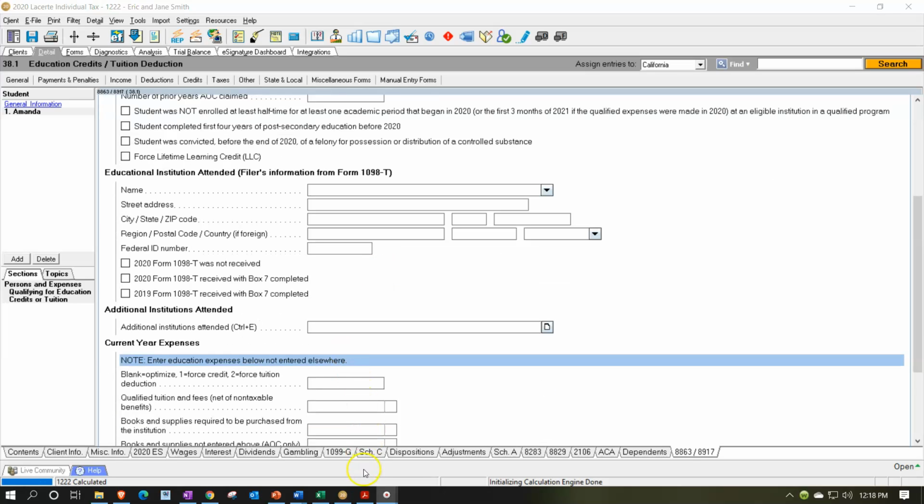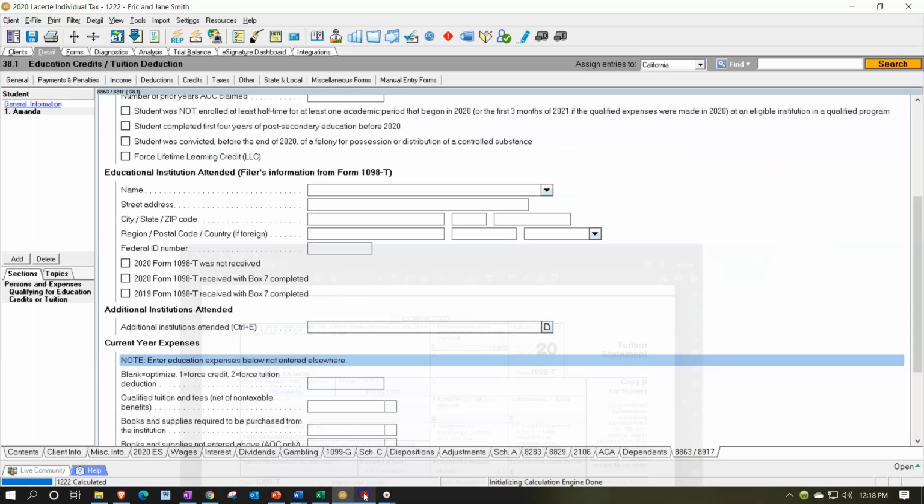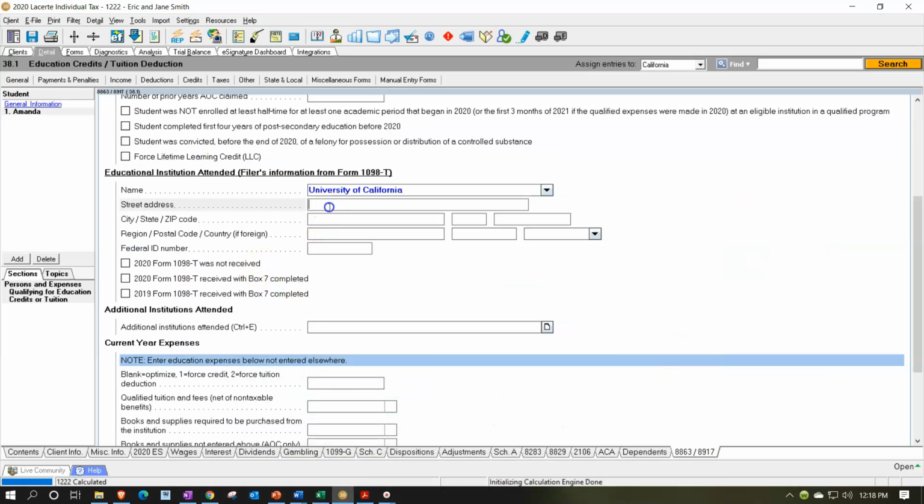So then we have our educational institution, and we would have typically a 1098-T for that. Now, you can't depend completely sometimes on the 1098-T for the amount, but that should at least give you an indication that you have education credits that you need to look into. We're going to take this information just directly from the 1098-T. So we'll pick this up. We're going to say this is going to be here, and the street address, I guess, is here. And so I'll pick that up. And so we have that.